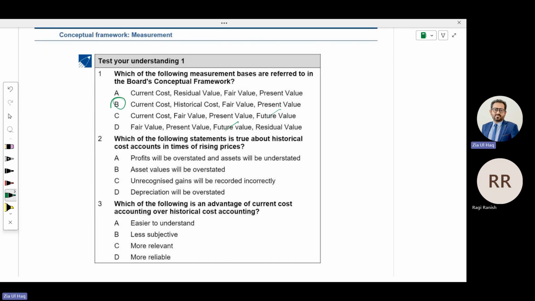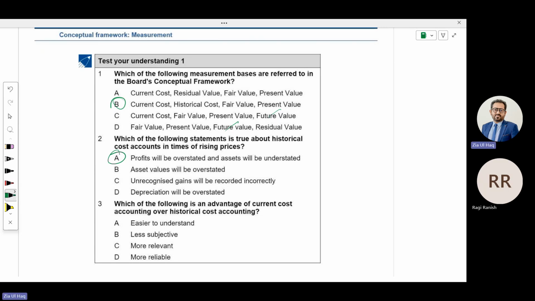Number 2, which of the following statements is true about historical cost accounts in terms of rising prices? Profits will be overstated and assets will be understated. Yes, this is the main point. Asset value will be overstated. No. Unrecognized gains will be recorded incorrectly. No, they will be recorded correctly when they are realized. Depreciation will be overstated. No, depreciation is overstated in replacement cost rather than historical cost.